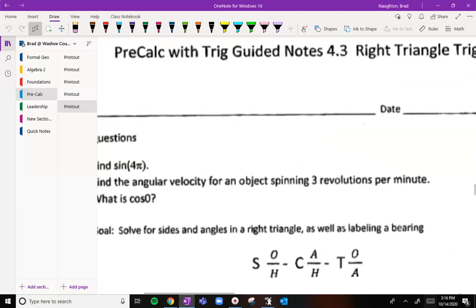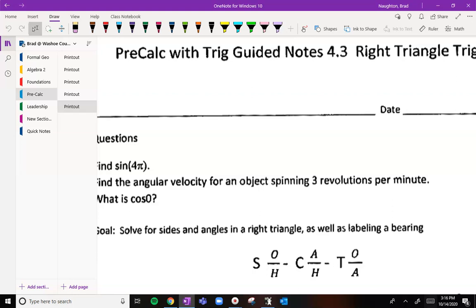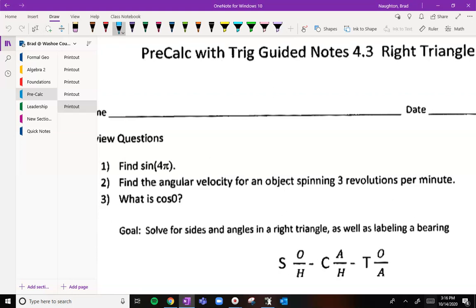We got review questions first, so let's jump into those. Our first one is, what is the sine of 4 pi? Now, we just got done using our unit circle, and hopefully you're feeling good. But 4 pi was not on that. In fact, it stopped at 2 pi. What are we ever supposed to do?